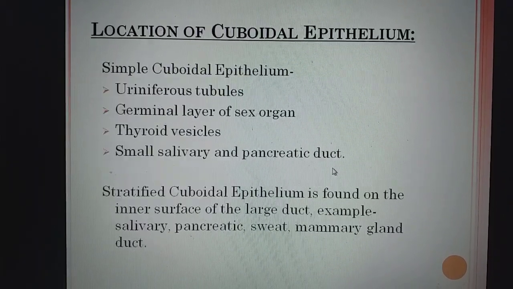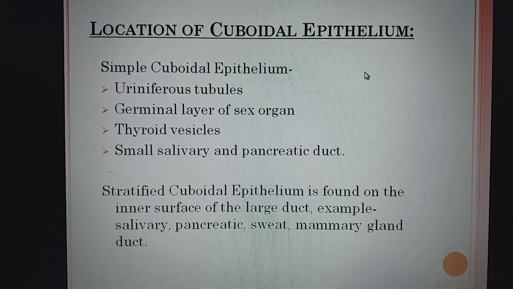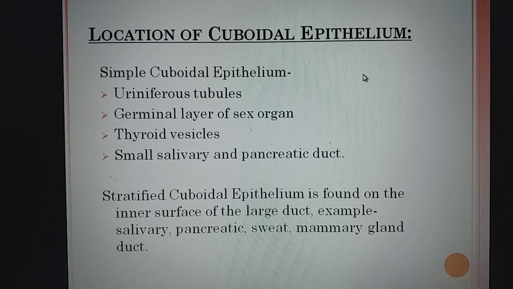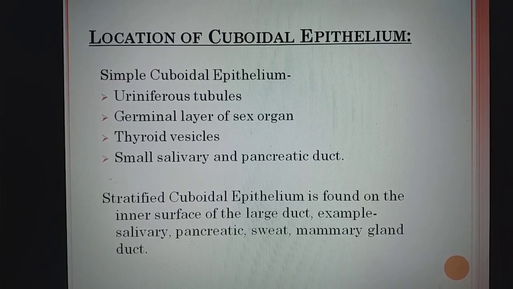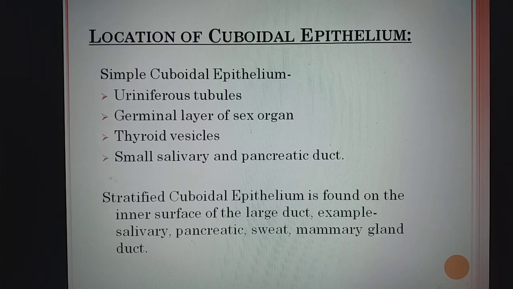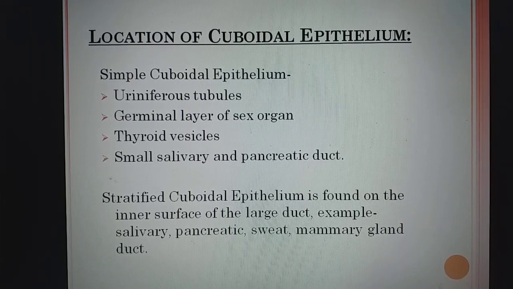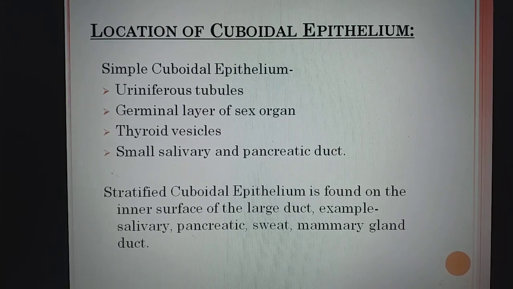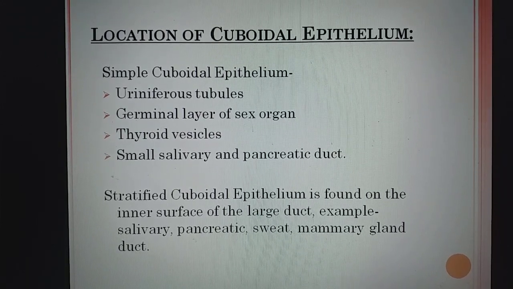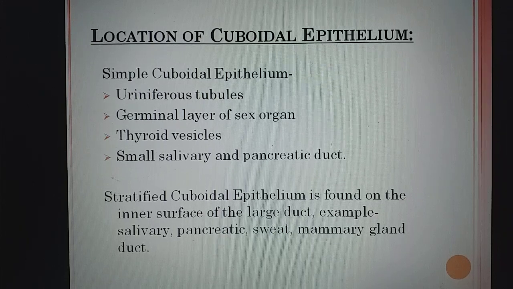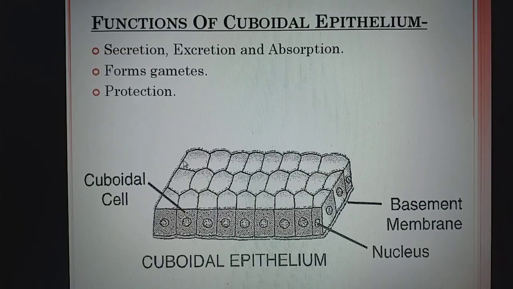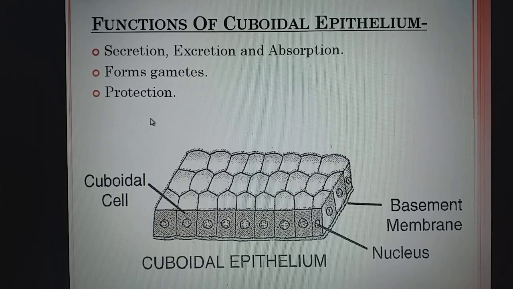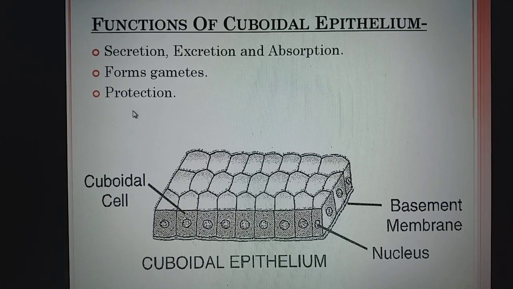And the nucleus, as we know these are animal tissues, is round and centrally placed. Now location of cuboidal epithelial tissue. Simple cuboidal epithelial tissue, made up of a single layer, is mainly found in uriniferous tubule, germinal layer of sex organs, thyroid vesicle, small salivary and pancreatic duct. Whereas stratified cuboidal epithelium is found on the inner surface of the large duct, for example salivary, pancreatic, sweat, mammary gland and duct. Now function of cuboidal epithelial tissue. It helps in secretion, excretion and absorption. It forms the gametes also, and it helps in protection also.